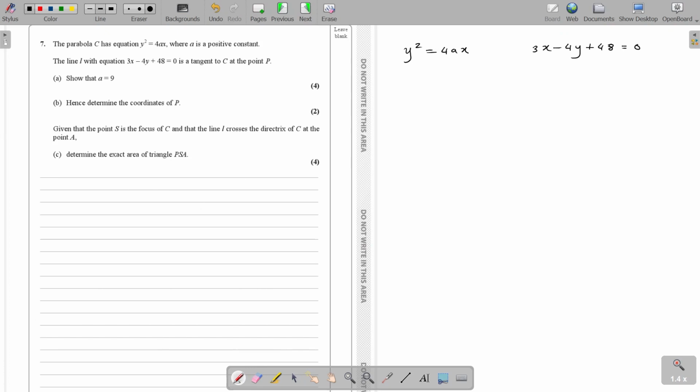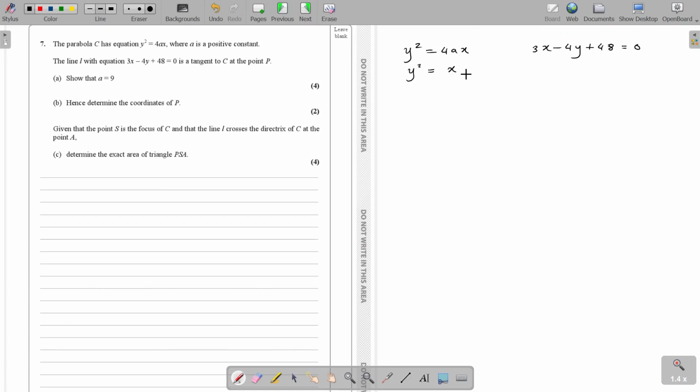Okay, so we need to show that there is only one, they say that it's a tangent, so there will only be one cutting point. Solve the equation simultaneously. So let's solve the equation simultaneously. I already have y square equals 4ax here. Making x the subject is easy for us here, isn't it? Rather than making y the subject, because then you get a square root. So I get here x is y square over 4a.